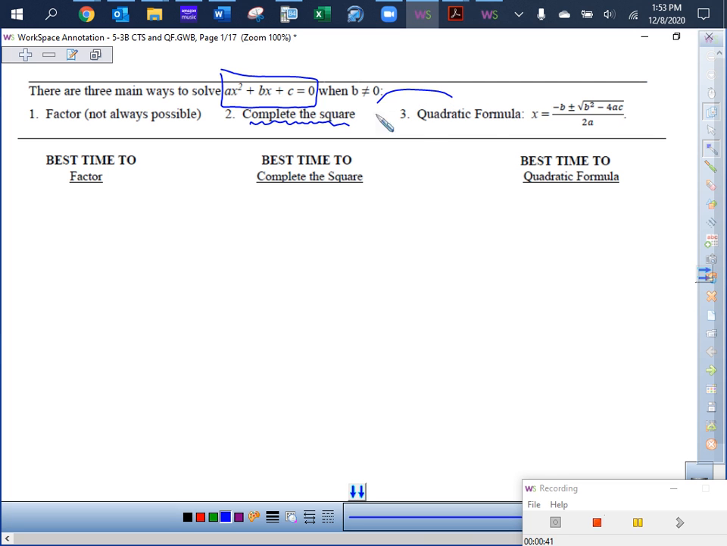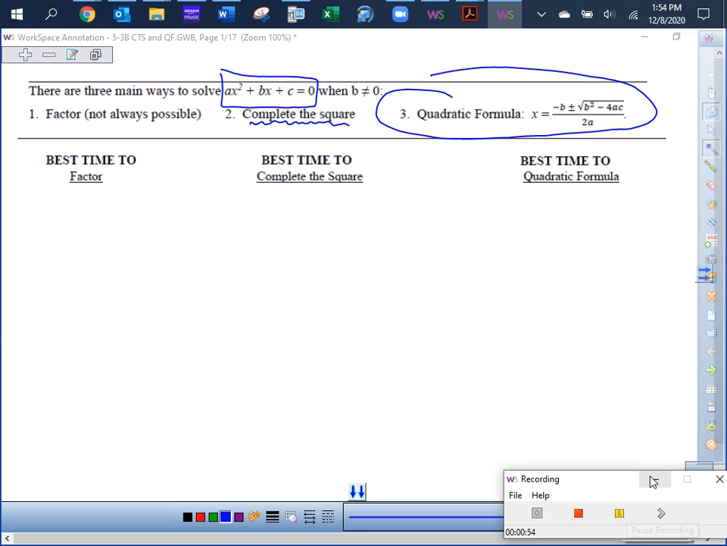And the other way that works every single time is the quadratic formula, which we did a bunch of in Chapter 3 this year. So that's good. And we'll just realize that sometimes it's a good thing to do, and sometimes it's not a good thing to do. So, best time to factor. Like, when would you solve a quadratic equation by factoring? We'll just take a little bit of notes.